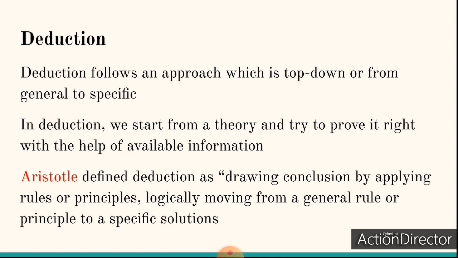Next is deduction. In deduction, we start from a theory and try to prove it is right with the help of available information. In deduction, the researcher follows a top-down approach. That means from general to specific. According to Aristotle, deduction means drawing conclusion by applying rules or principle, logically moving from a general rule or principle to a specific solution. That means deduction is a process of drawing conclusion by applying rules or principle which are logically moving from a general principle to a specific solution.